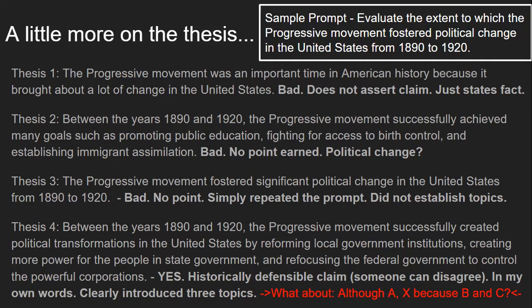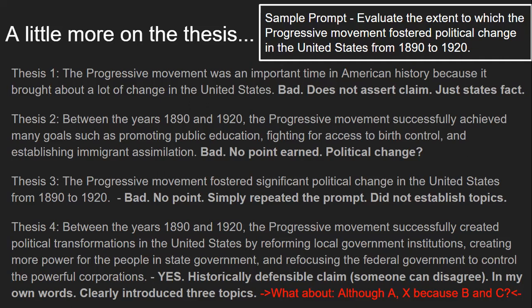It's just a good thesis for a different prompt, because the thing that I already identified to you is that if you read the prompt carefully, you will know that the theme of the prompt is political change. None of the things I talked about in that thesis related to political change. Those are all things that the progressive movement did. Those are all things that indicate that the progressive movement had significant impacts.